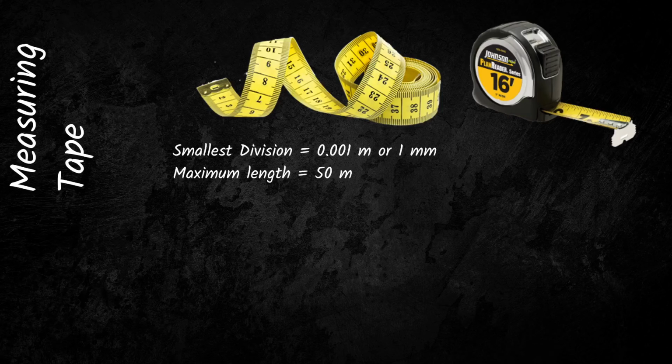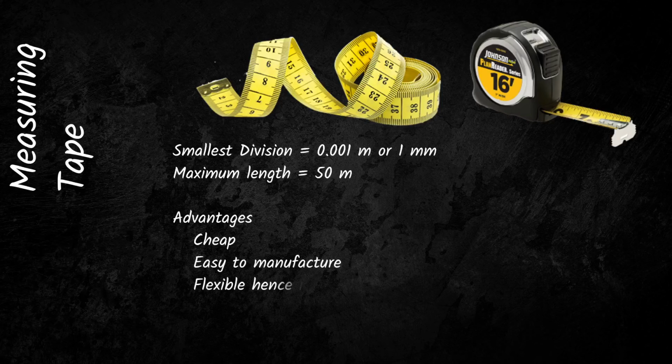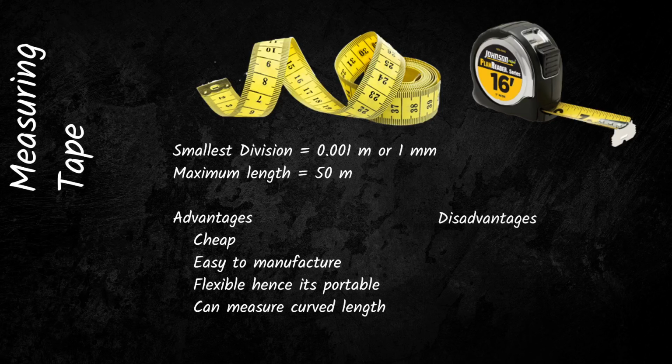The maximum length it can measure, again, that's another advantage over a meter rule, is that it can measure very, very large lengths. The advantages of a measuring tape in general are, number one, again, like a meter rule, it's cheap to produce and it's easy to manufacture. It's flexible, hence, number one, it's portable, and it can also measure curved lengths because it's flexible. The disadvantages of a measuring tape being that, again, like a meter rule, the readings can wear out over time, so it's got to be replaced time and again.